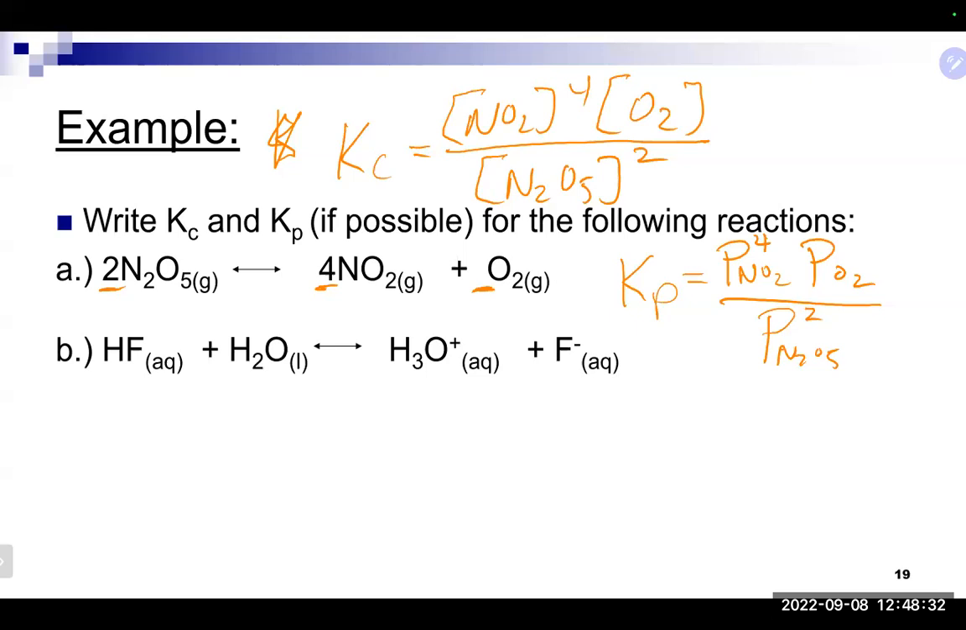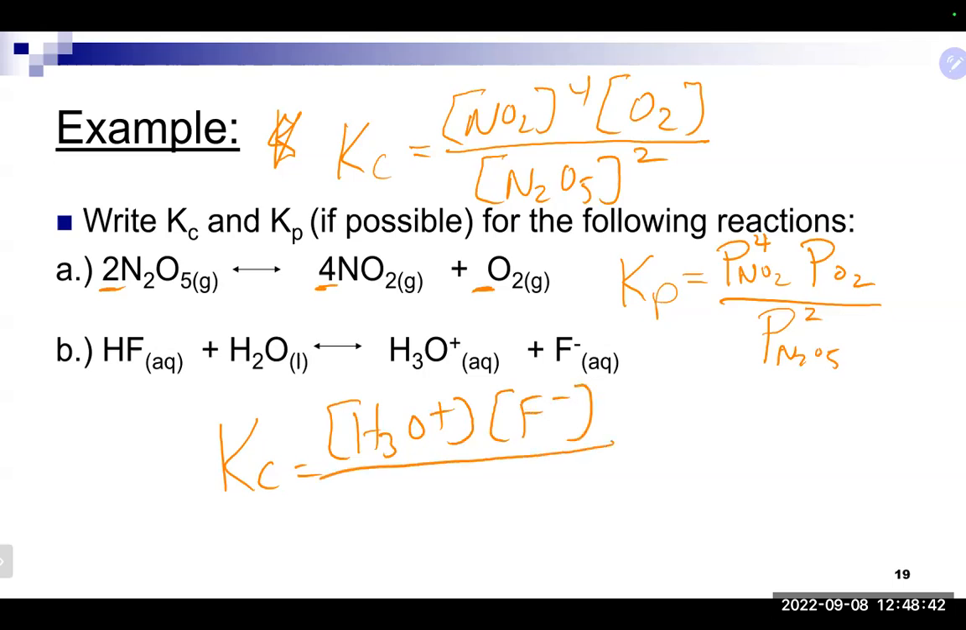All right, last one there, we could definitely write our Kc, which once again would be the H3O+ times the F-, which is our products, divided by our HF. And do I include the water? I don't. Again, it is a pure liquid, so it would not be included. So that would be the expression. Can I write a Kp for that one? I cannot, because there's actually no gases there, right? So we have no gases, you can't write it. You probably don't have much in the way of pressures happening. Any questions on that there?